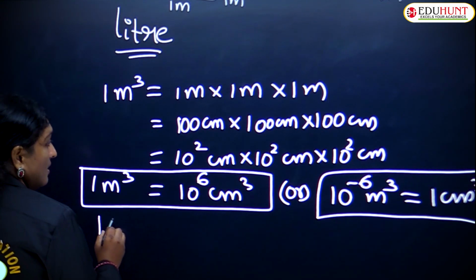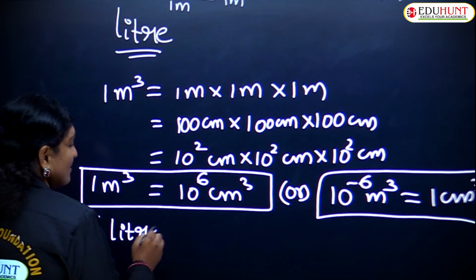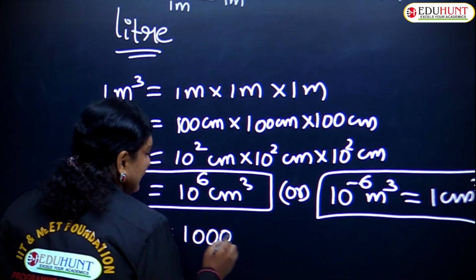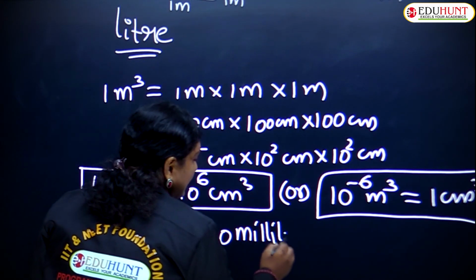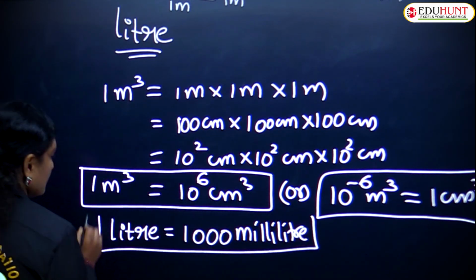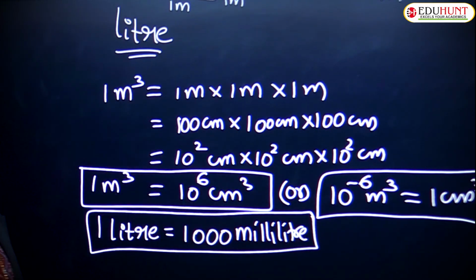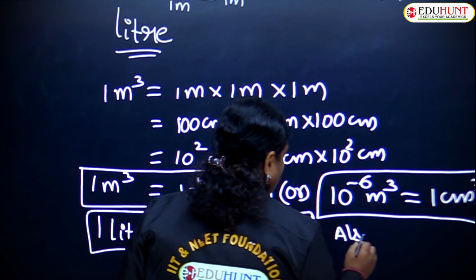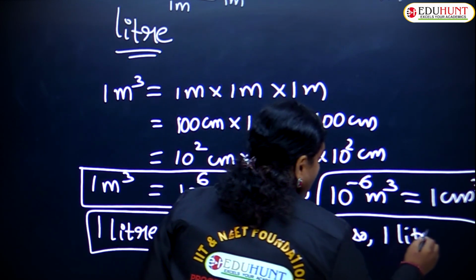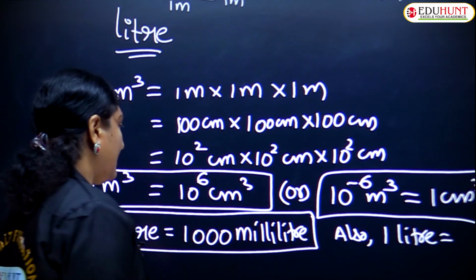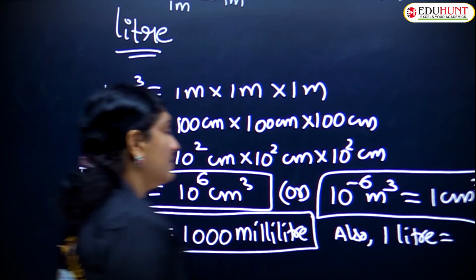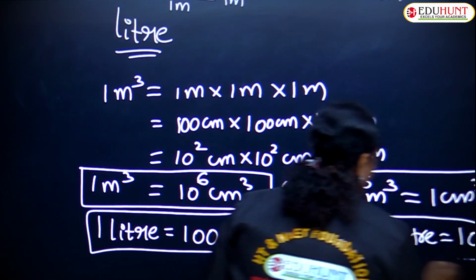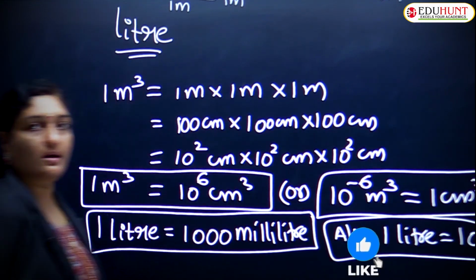Okay? Well, one more format. Also remember, children, the value of 1 liter is equal to 1000 milliliter. 1 liter is equal to 1000 milliliter. Also, if 1 liter happens to be 1000 milliliter, then 1 liter is also equal to 1000 centimeter cube. Both are almost the same. Okay.